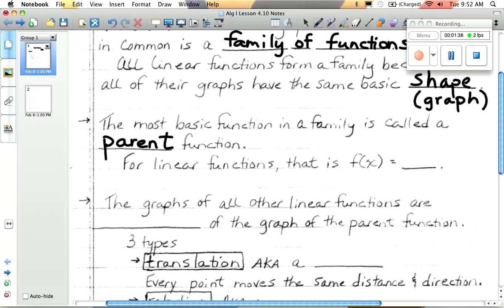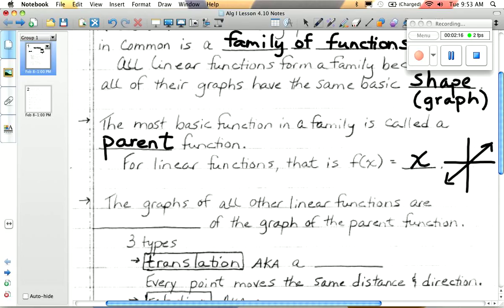So for linear functions, what is the parent function? f of x equals just x. Yeah, the slope is 1, the y-intercept is 0. It rises and runs at a rate of 1 over 1. It's a positive slope, and it crosses at the origin. So when we have the parent function, you can count on it looking like that all the time. It goes through the origin, rises from left to right, rises at a rate of 1, runs at a rate of 1.